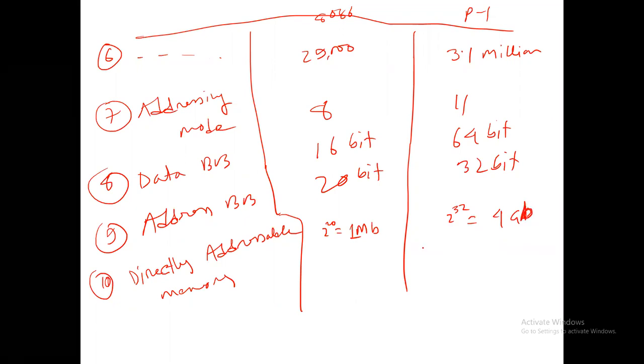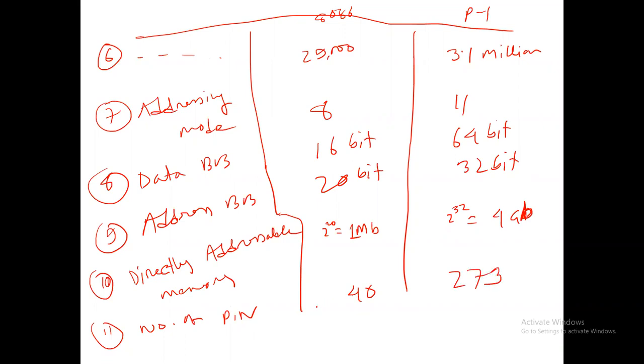This is the number of pins, number 11. Number of pins is 40 pins, and this is 273 pins. On-chip memory management, number 12.